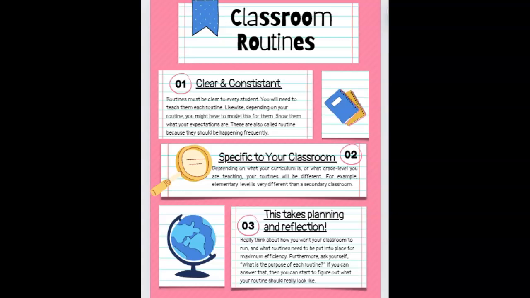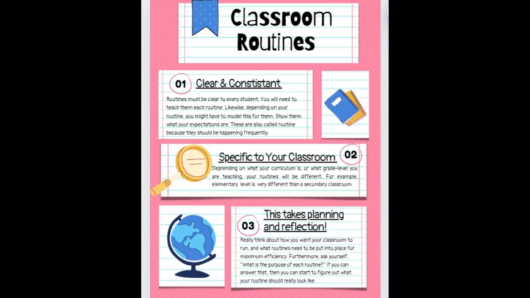Really think about how you want your classroom to run and what routines you'll need to put in place for that to run smoothly. For elementary level, it might be simply how do we transition to sit on the carpet. That's going to be a routine that hopefully every day you're doing something like that.